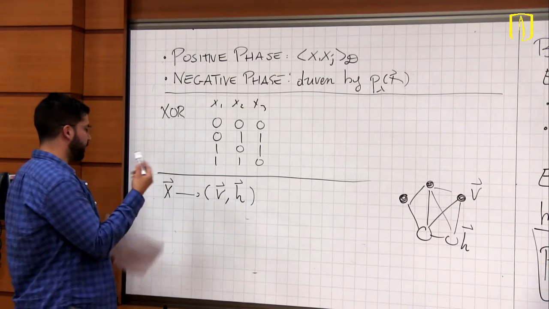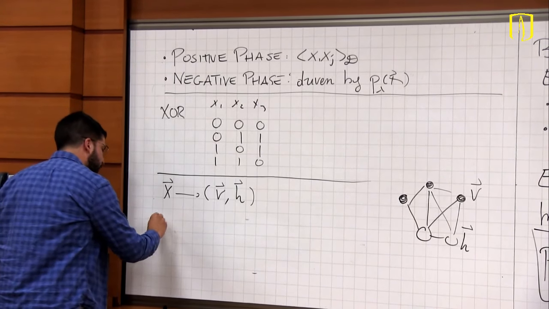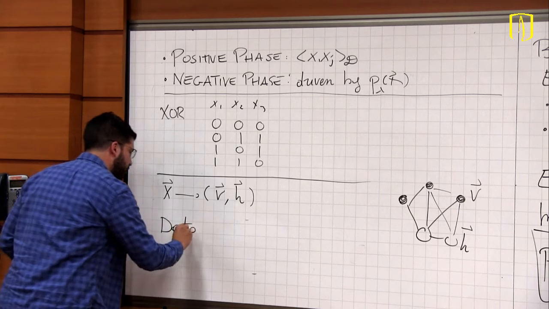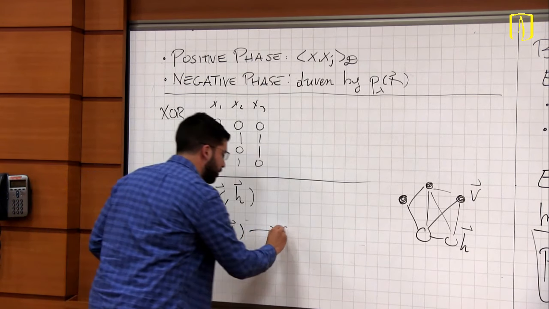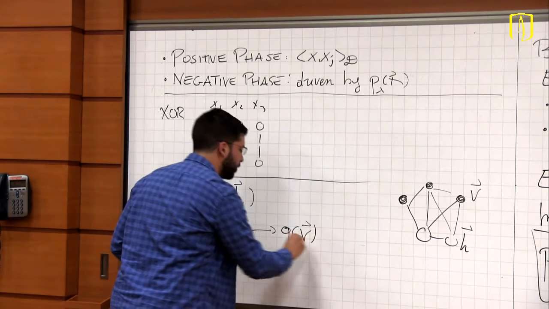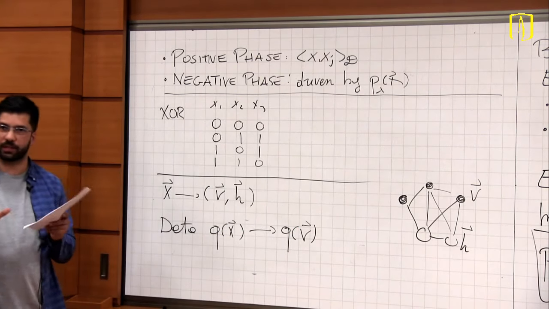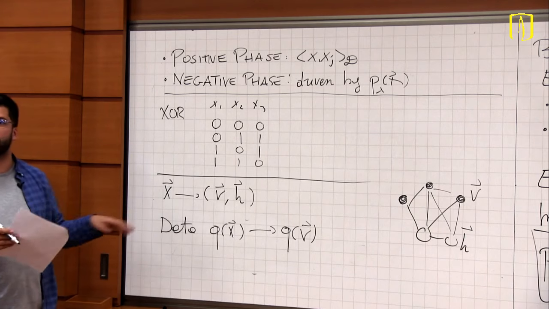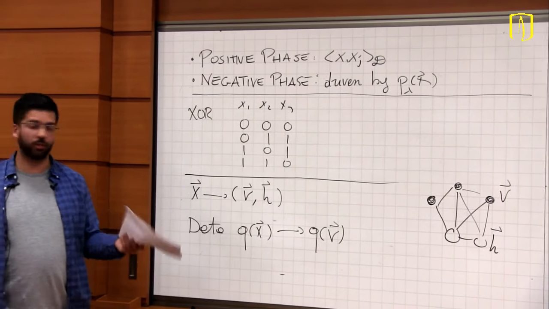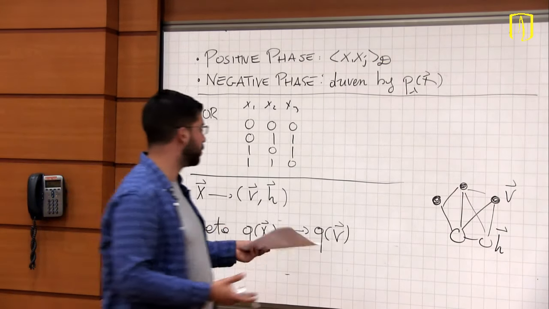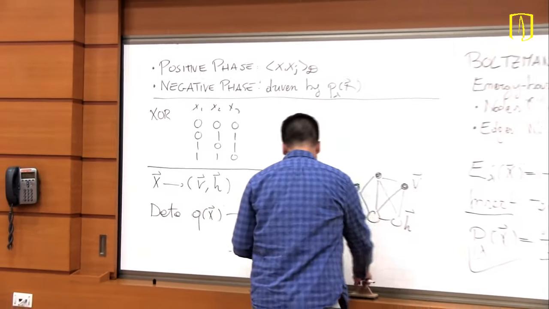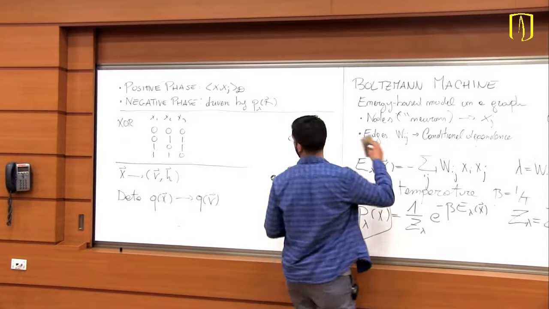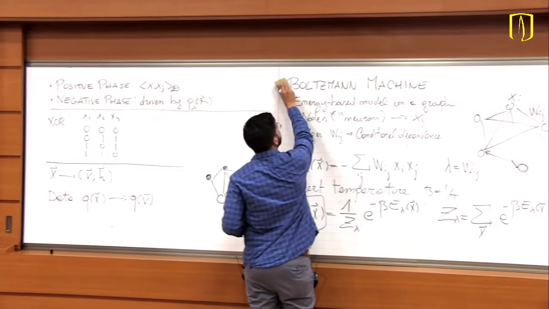So the data distribution before was Q of X, and now it just becomes Q of V. The data does not have anything to do with your hidden variables. That's just what you add to your model to allow you to capture this larger class of distributions.